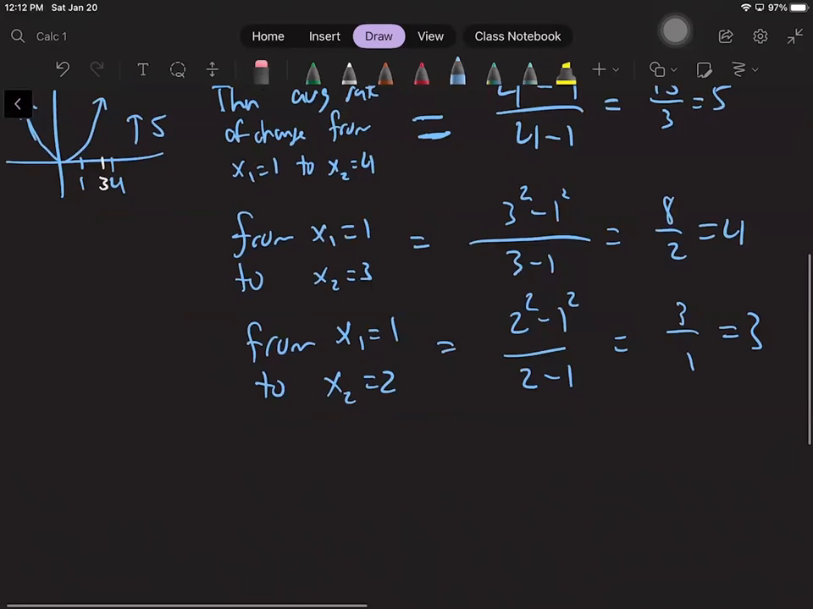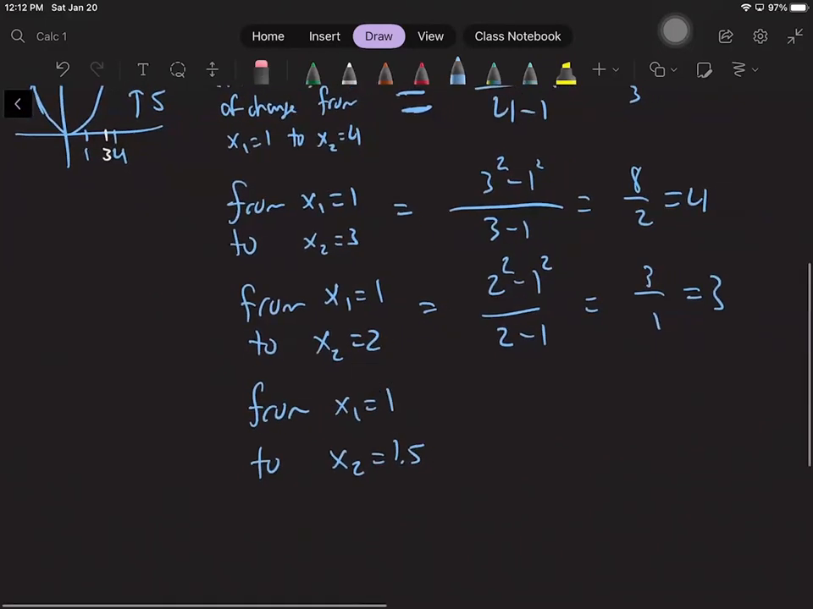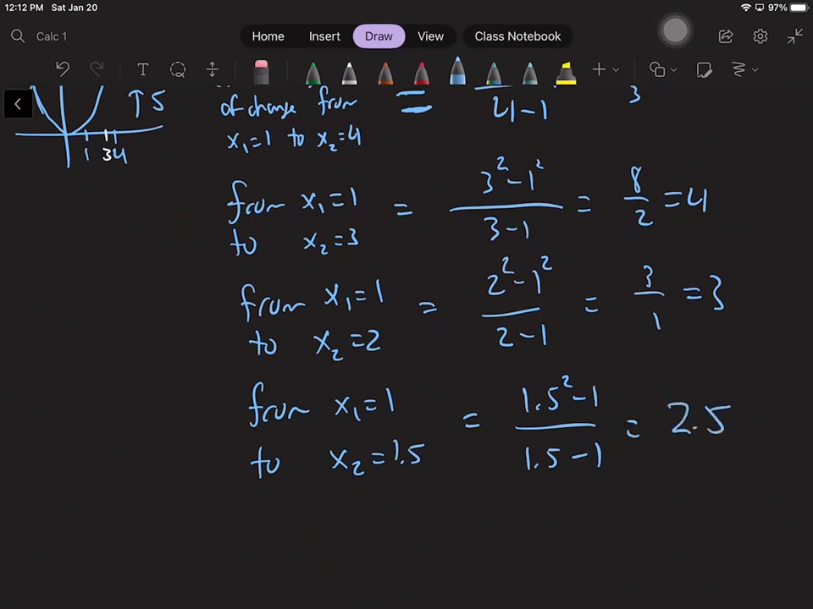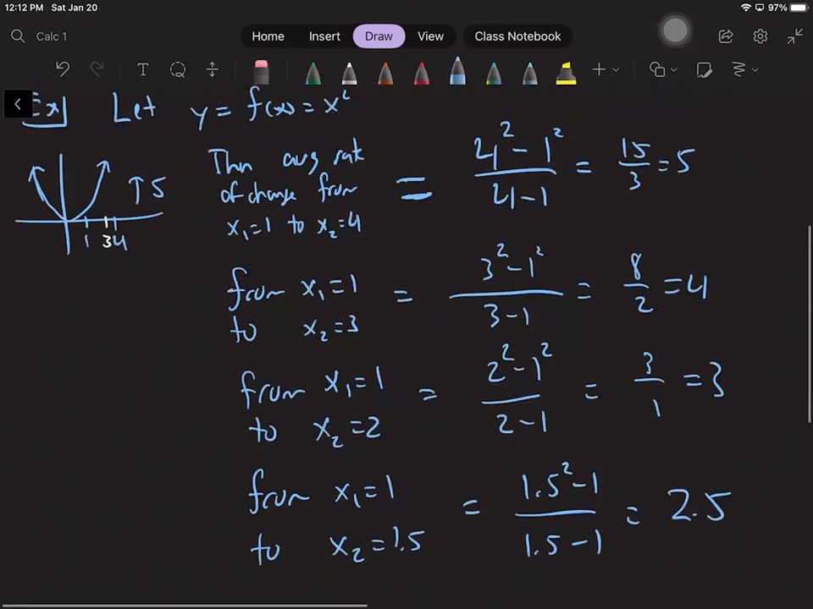Then I could go even closer. I could go from 1 to 1.5. And that one probably needs a calculator to do real quick, but it's doable. It turns out to be 2.5. So the idea is that we're getting average rates of change as we move the second point closer to the first point.